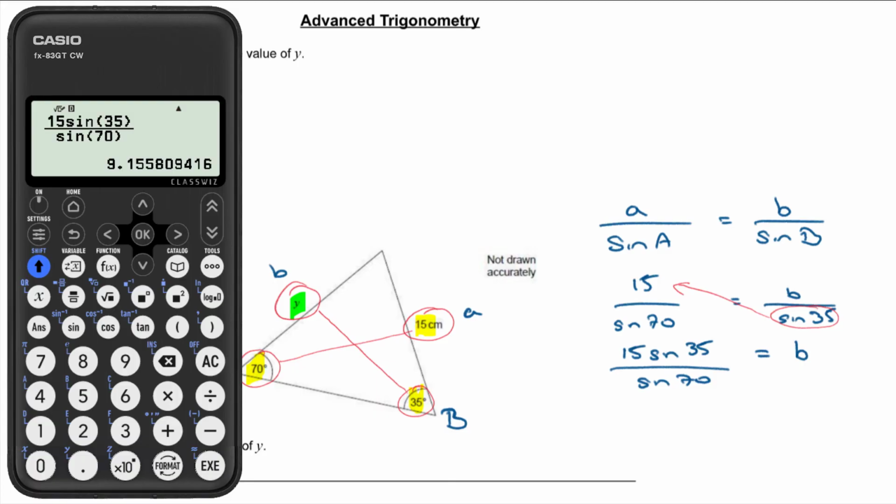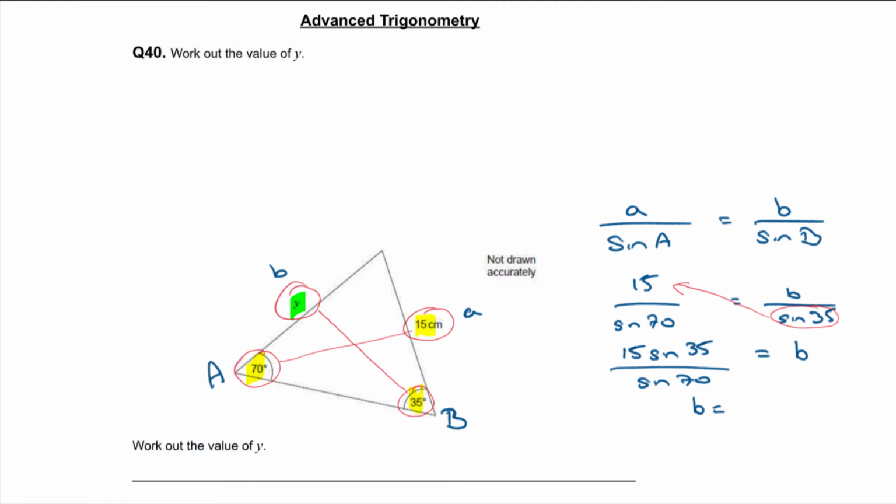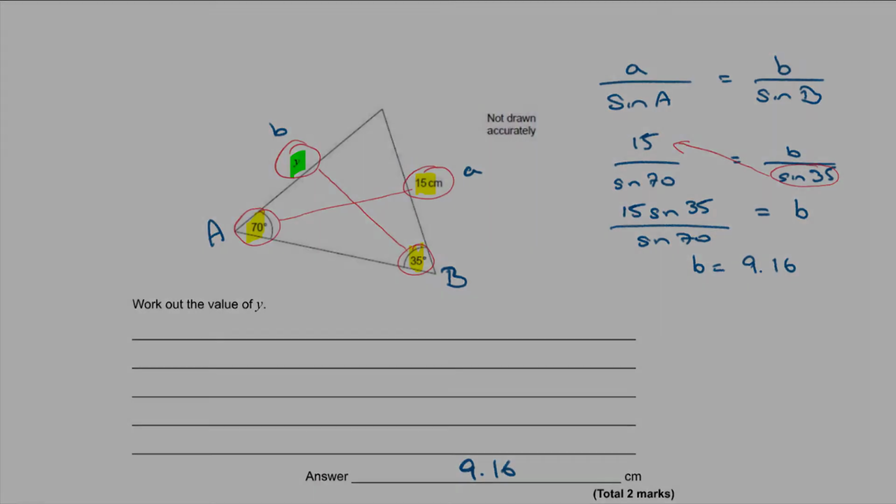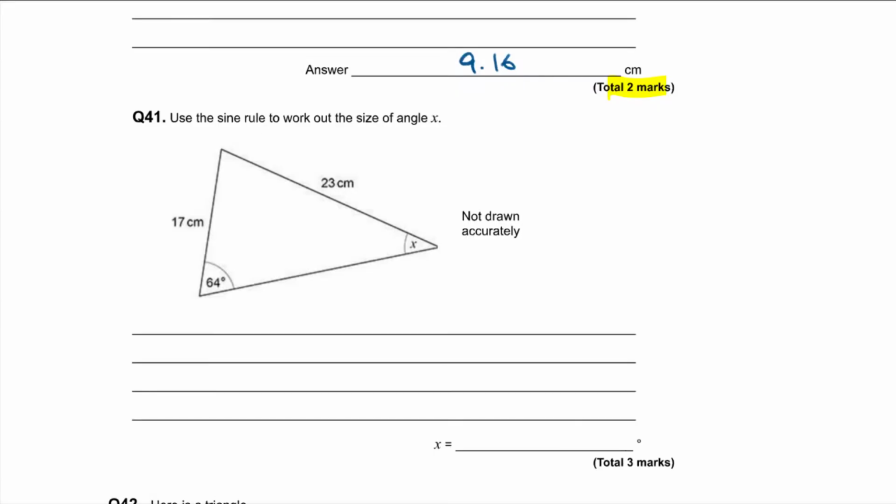Generally go to 3 significant figures unless it tells me otherwise, or 1 decimal place for angles. So I'm going to write down 9.16, round it up, 9.16 there. It's 9.16. Question 41, use the sine rule to work out the size of angle X.